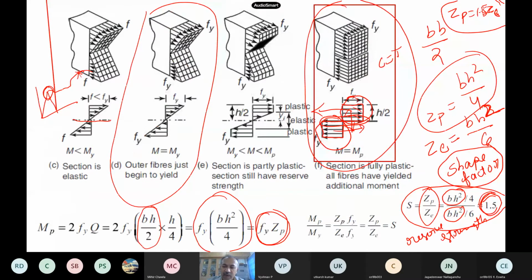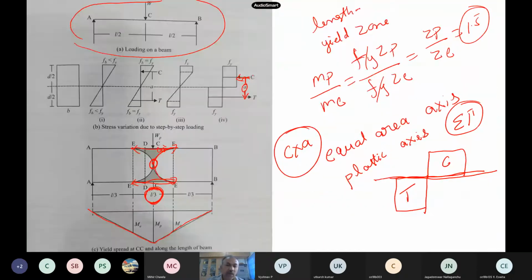Finally, the shape factor for a rectangular cross section was 1.5. That means rectangular cross sections have 50% more strength. That is how it has to be interpreted. We have also told you how you can easily find the length of the yield zone, with just some algebra. You take the bending moment diagram and equal triangles, and you can find that it is approximately L by 3. So these things also you can estimate.